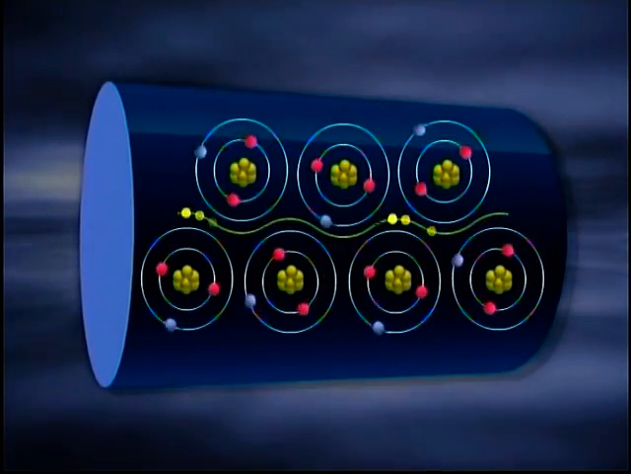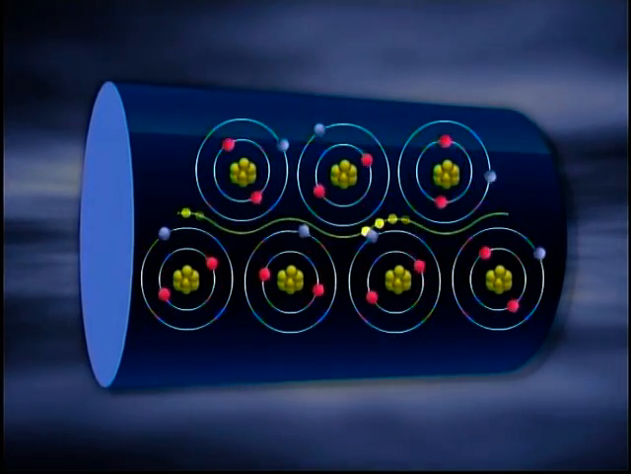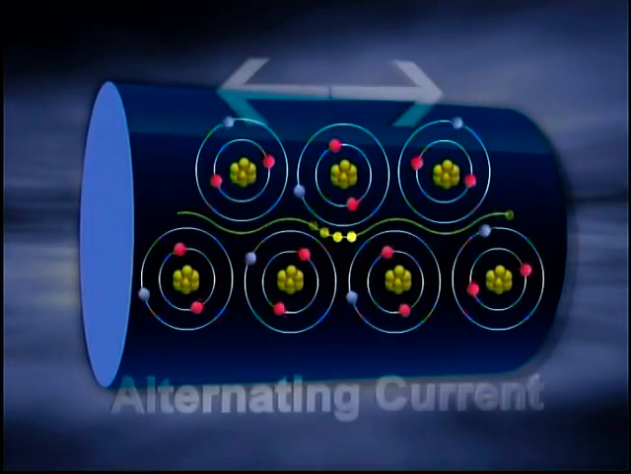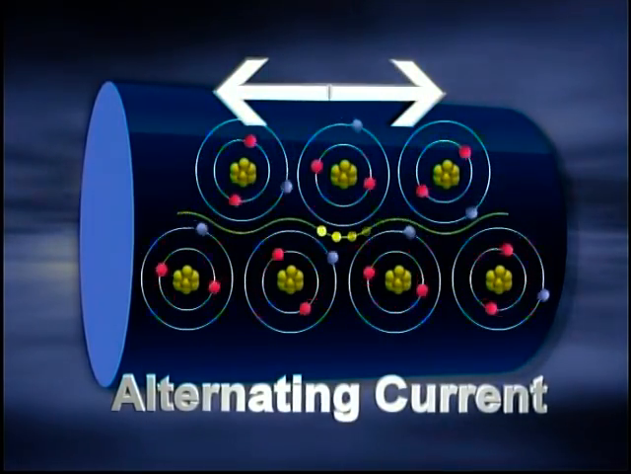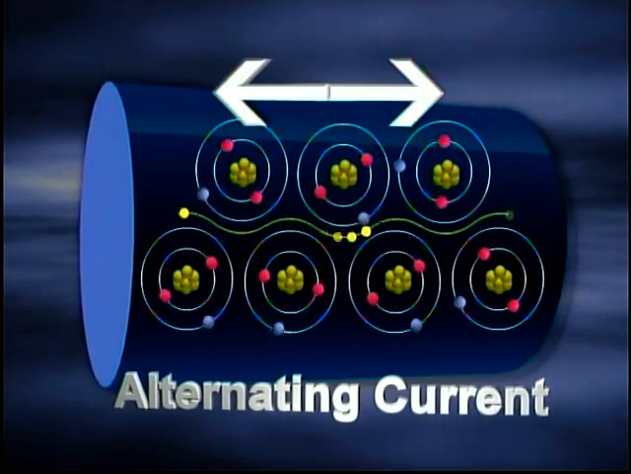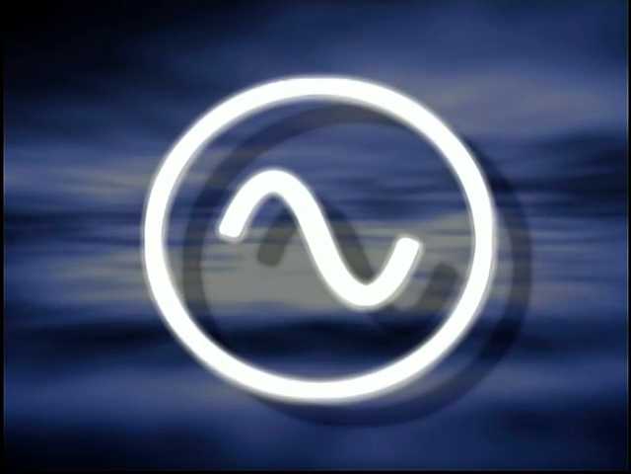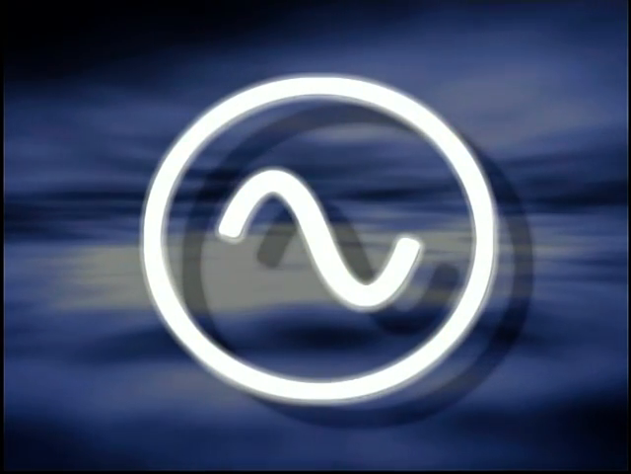The current alternates, flowing first in one direction, then reversing and flowing in the opposite direction. This type of current is called alternating current or AC. The schematic symbol for an AC power source is a sine wave inside a circle.